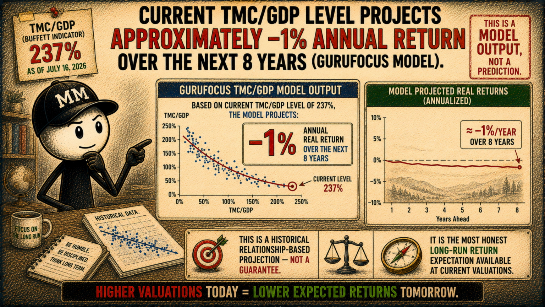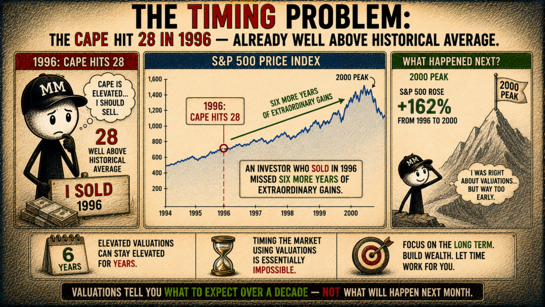When the CAPE is this elevated, subsequent 10-year real returns have historically been low or negative. The critical caveat: timing is impossible. The CAPE has been elevated since the mid-1990s. An investor who sold all equities in 1996, when the CAPE reached 28, then well above historical average, missed one of the greatest bull markets in history, including 6 more years of gains before the dot-com peak. Valuations can stay elevated for years.